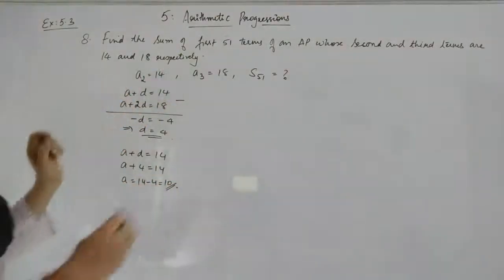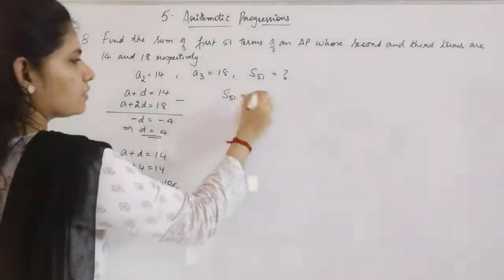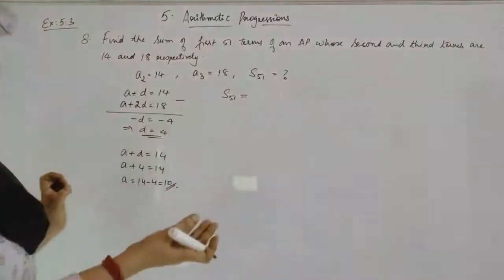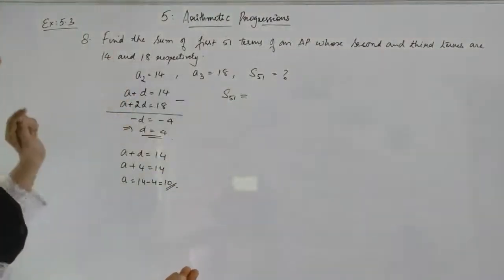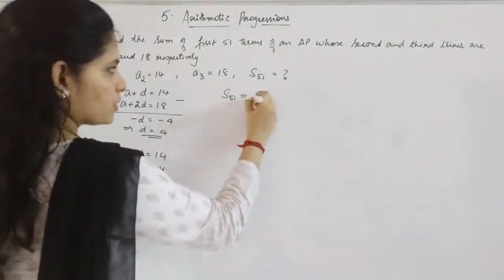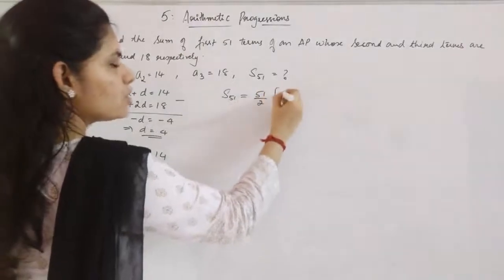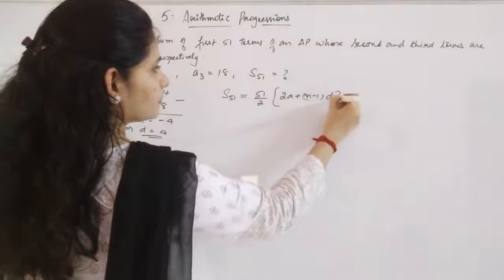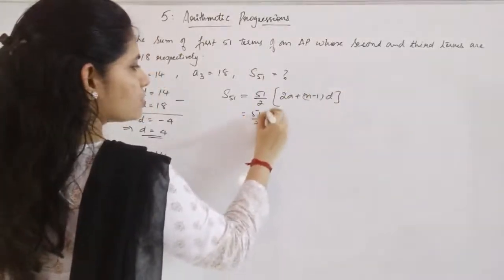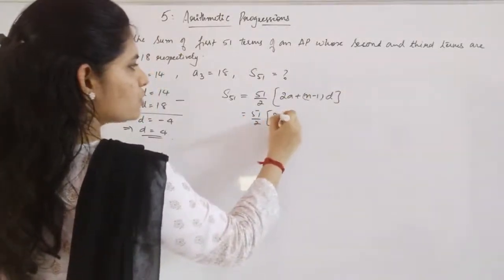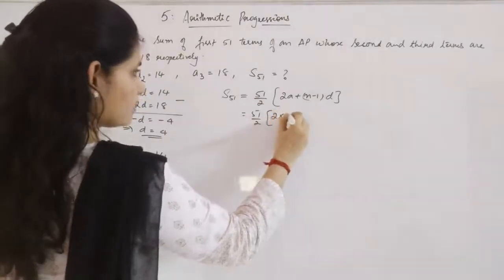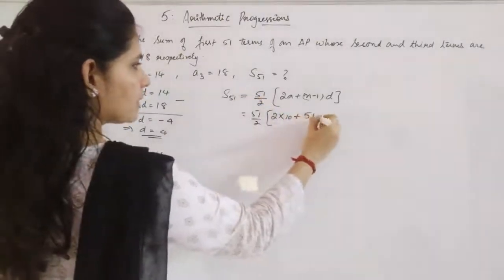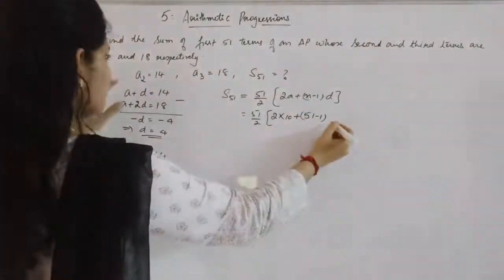Okay, now you can go for what is S51. S51, again when you use the formula, you cannot use first term plus last term formula because you don't have the last term here. So the option which you have is you can use only n by 2 into 2a plus n minus 1 into d. Okay, 51 by 2 into 2a, a is 10 plus n minus 1, n is what? 51. So it is 51 minus 1 into d, d is how much you got?